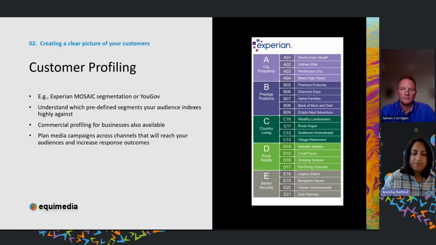Commercial Mosaic is available for profiling businesses, which will provide information on detailed business types. Overlaying SIC codes can enhance your understanding of your current customer industries and business sectors.